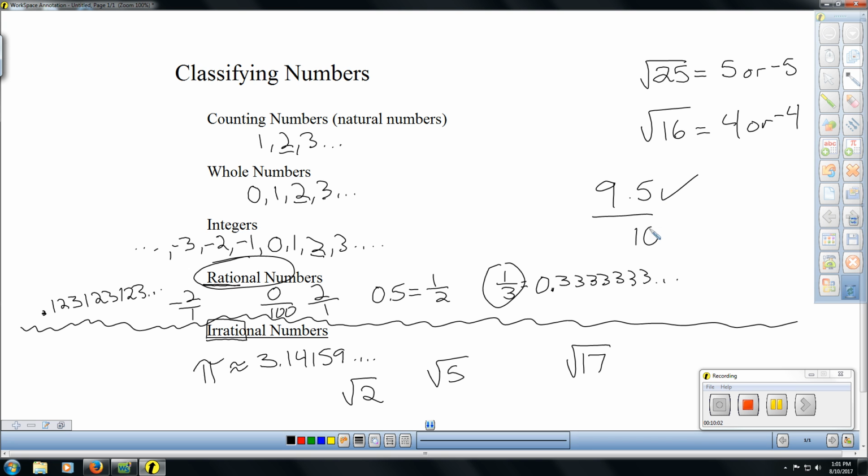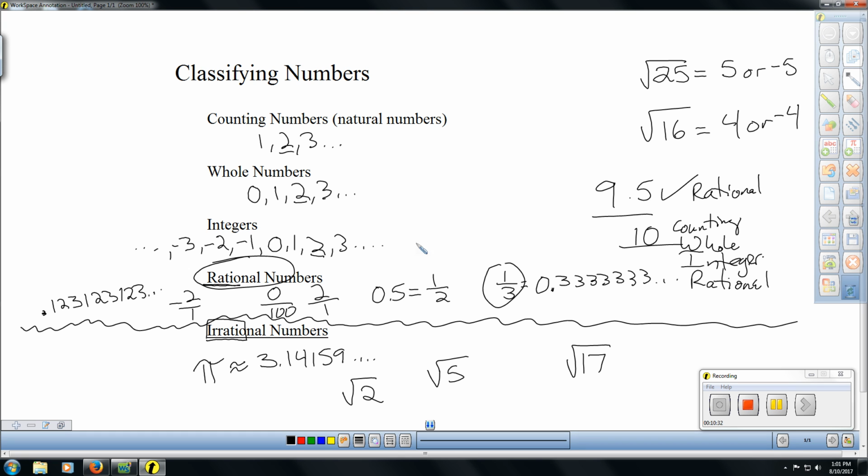However, if I took a number like 10 and I asked you to classify it for me, we could say more than one thing. 9.5 we could say is rational. But with 10, I could say lots of things. I could say that it's a counting number. I could say that it's a whole number. I could say that it's an integer. Or I could say that it's rational and still be right on all parts.